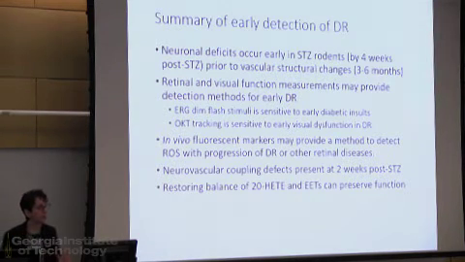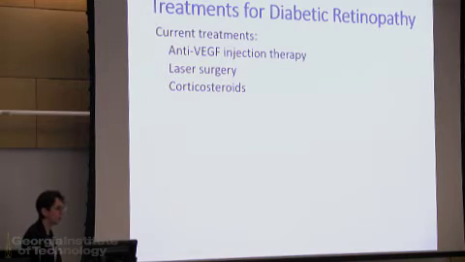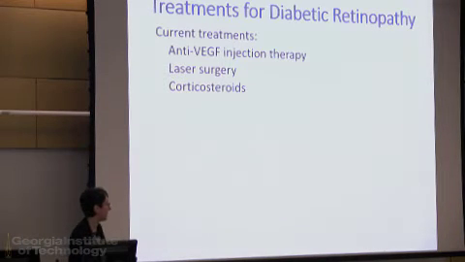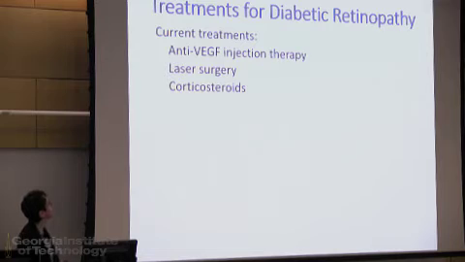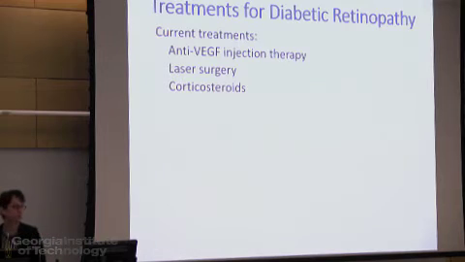All right, so if we're able to actually detect DR much earlier, this also opens up a new window for treatment. And so let's talk about treatments for diabetic retinopathy right now. Current treatments include anti-VEGF. And this is an injection therapy where the patient comes in every couple of weeks and actually gets an injection into their eye to stop blood vessel growth.